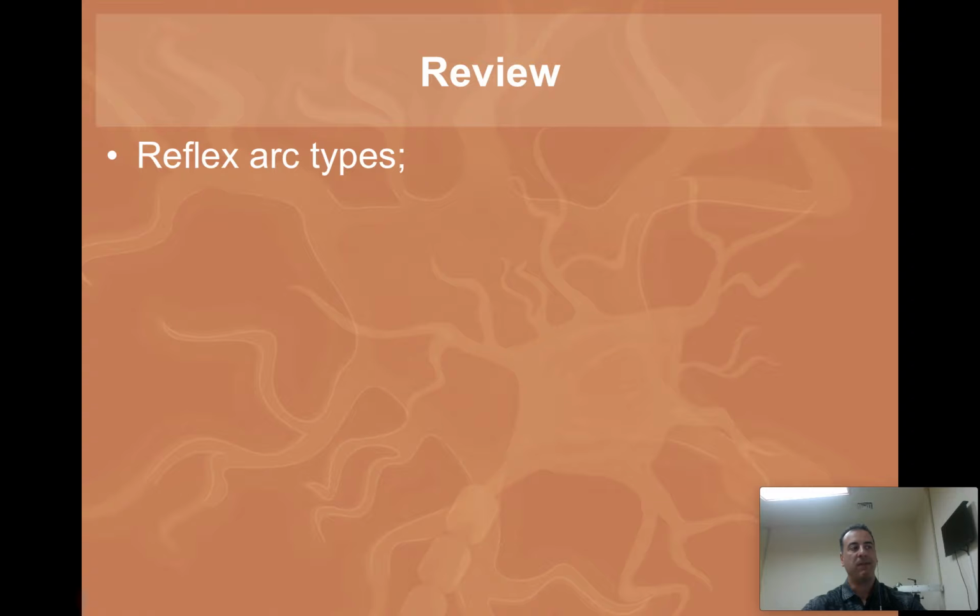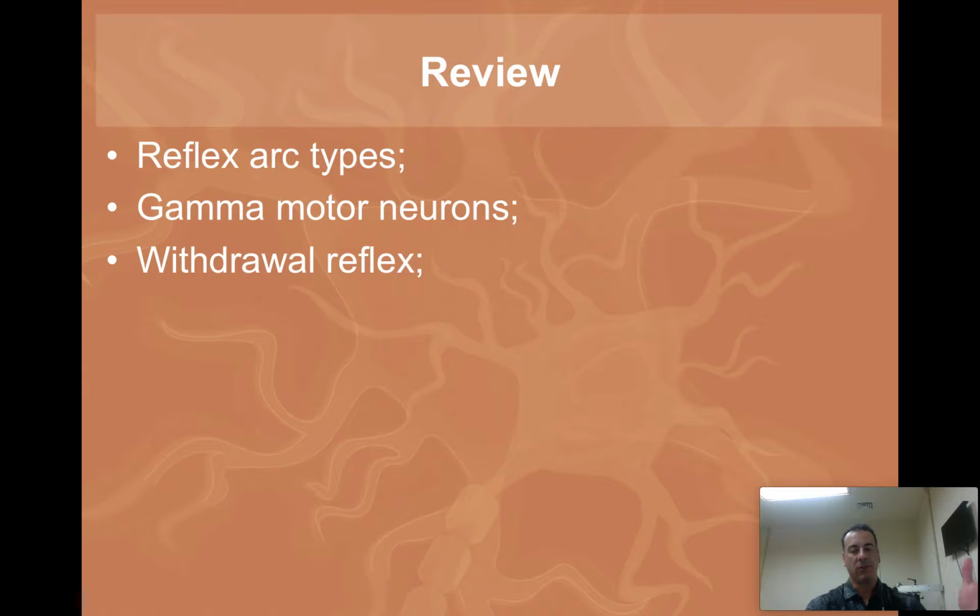Intersegmental reflexes, be familiar with those. And then some terms: gamma motor neurons, be familiar with gamma motor neurons. Be familiar with, oh, there it is, withdrawal reflex. I apologize for jumping around. It's that contralateral versus ipsilateral. What occurs during the withdrawal reflex?